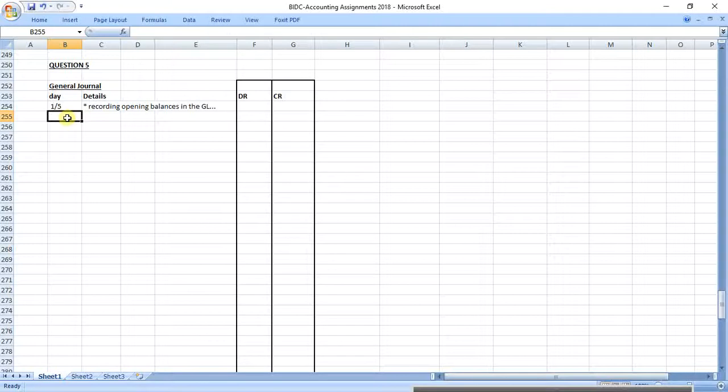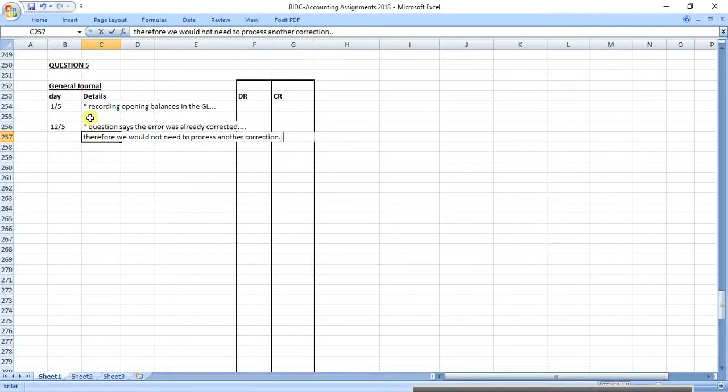It says so. It's a little bit weird. Let's write a note. I'm going to write a note here, 12/5, with an asterisk: the question says the error was already corrected, therefore we would not need to process another correction. It would make no sense to process 2 corrections, then you're actually making an error.